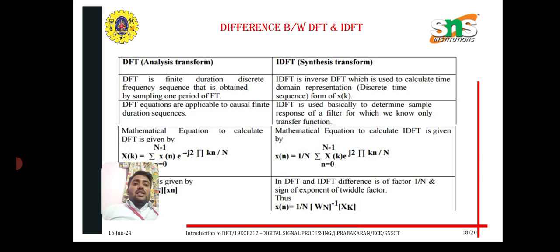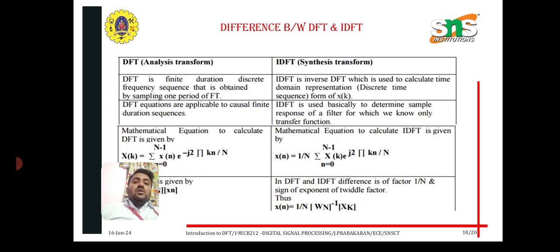And here you can see the difference between DFT and IDFT. DFT is a finite duration discrete frequency sequence that is obtained by sampling one period of FT. FT means Fourier transform. Whereas IDFT is the inverse discrete Fourier transform, which is used to calculate the time domain representation of capital X of k.